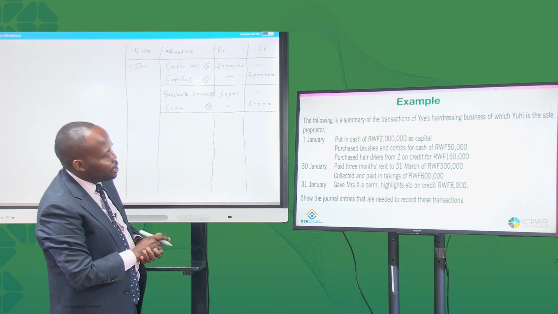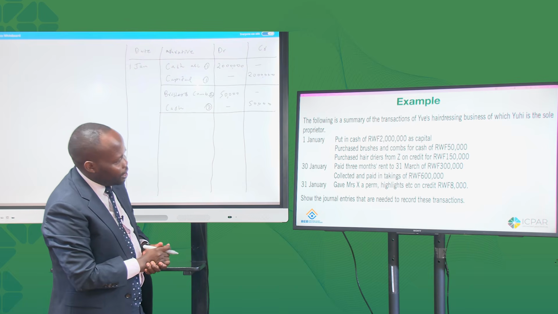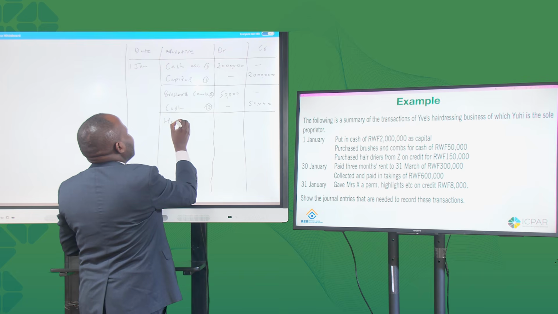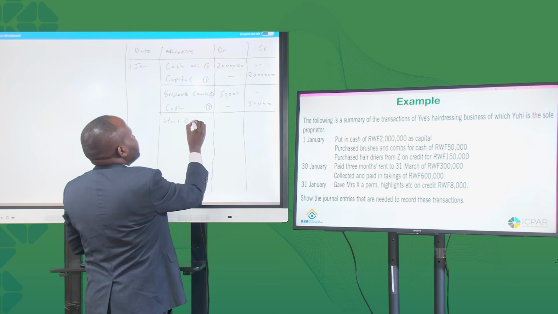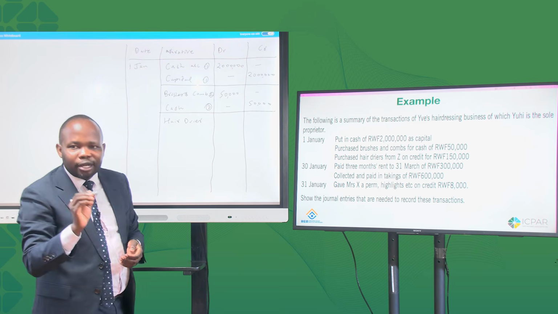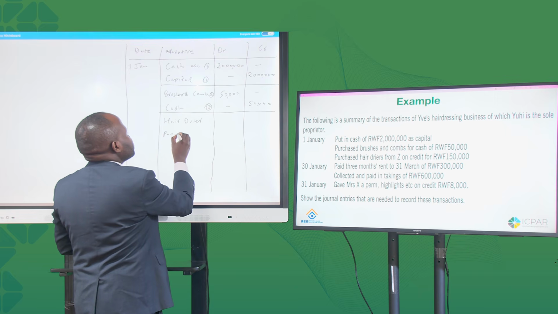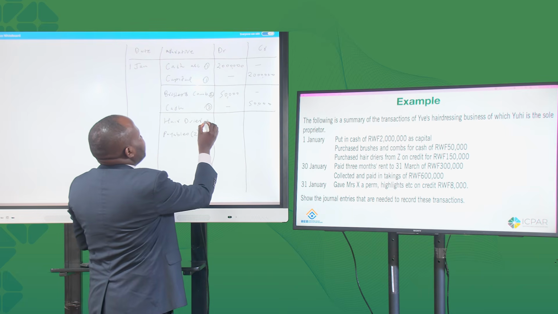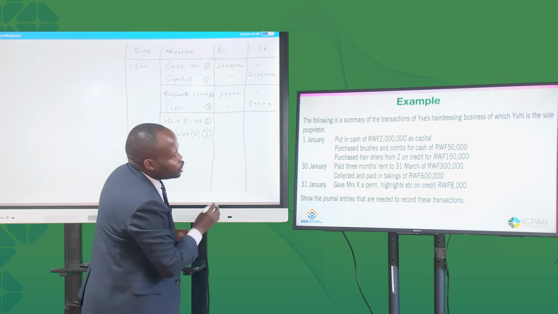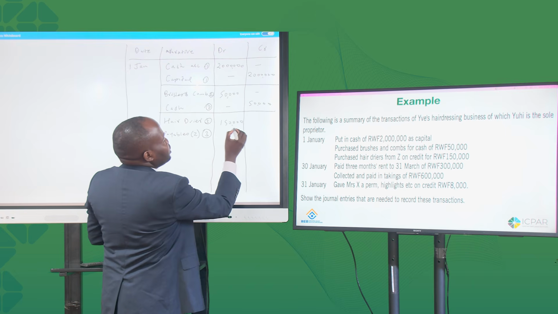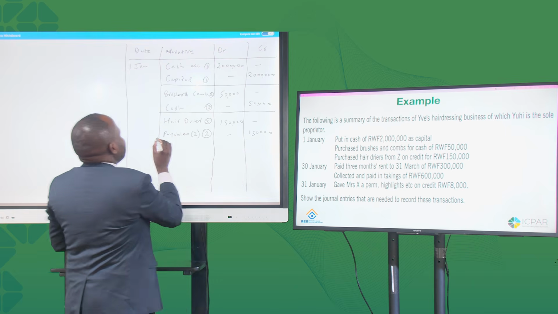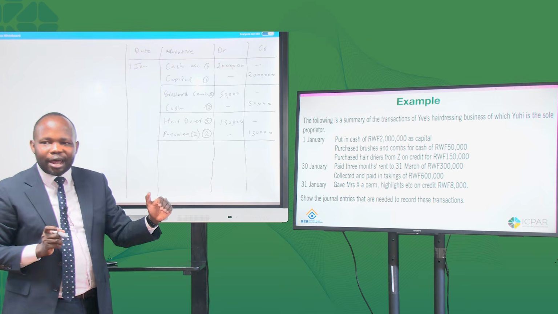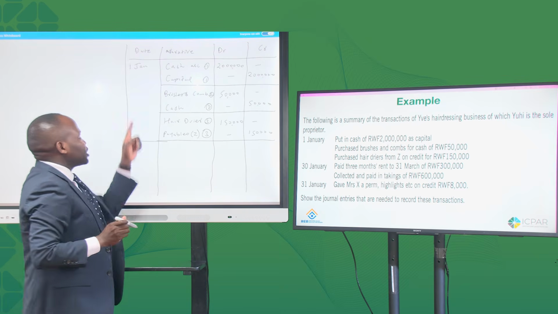Transaction number 3: purchased hair dryer from Z on credit. So this time it is on credit. Here we have purchase of a hair dryer. If this is a non-current asset, you will call it a hair dryer, and it was on credit. So there is a payable, and the name of the supplier is Z. The amount is 150,000. The narration you can give is purchase of hair dryer on credit. So we are done with the transactions on 1st January.